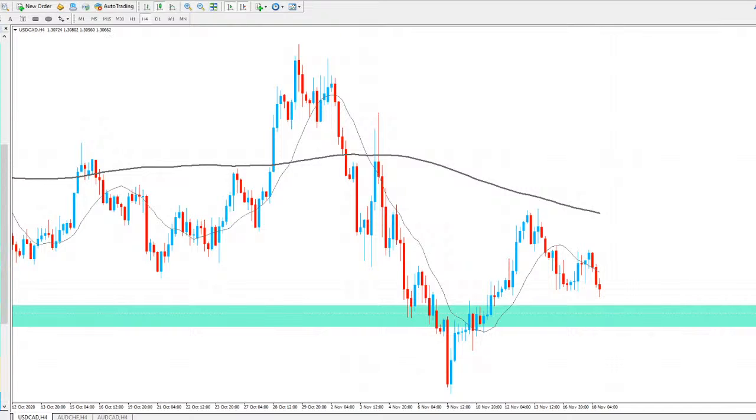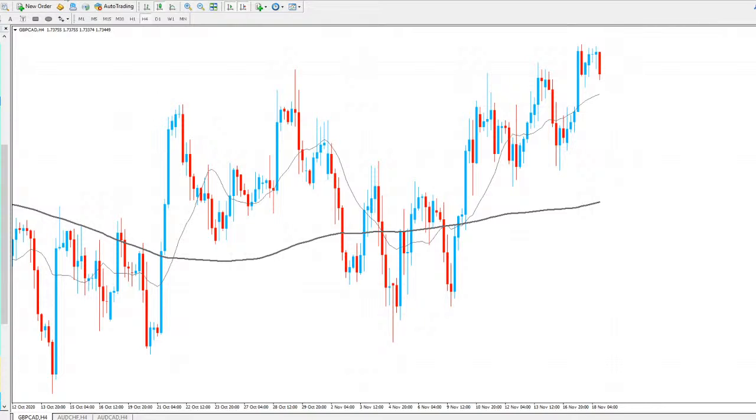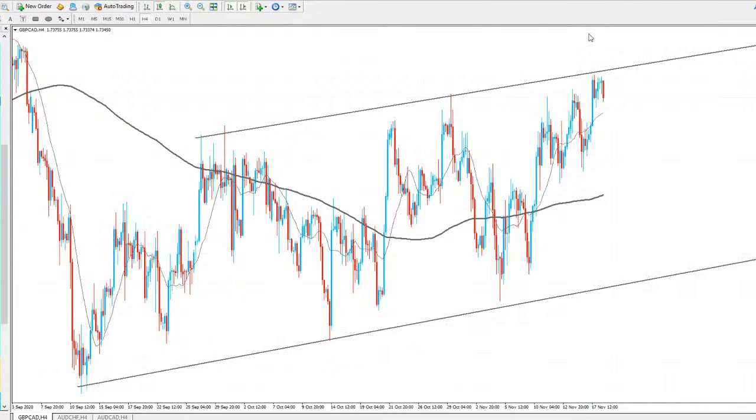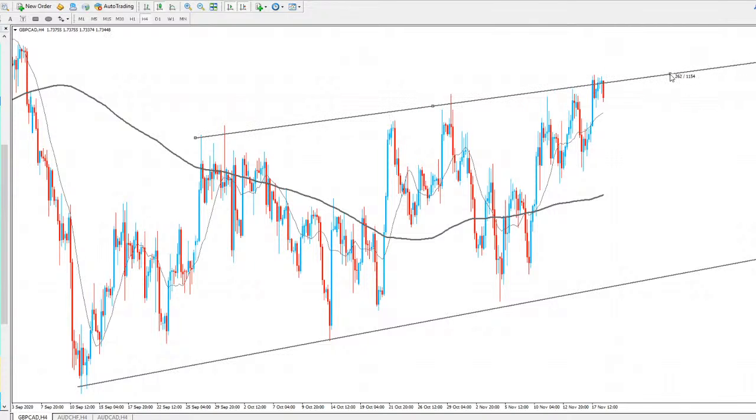GBP CAD, this one I've been looking at during the live stream, waiting for some nice price action on the 4-hourly. Again, like I said, we do still have that channel going through the market. If I connect the highs and if I connect the lows of price, you can see we've got 3 tests there, and we're having our 3rd test of the trend line now. So could be seeing a nice move to the downside.